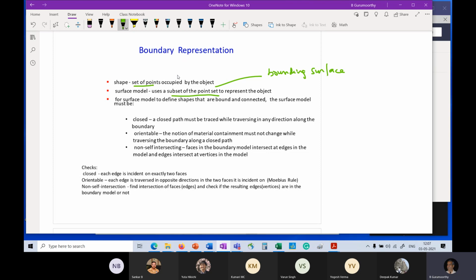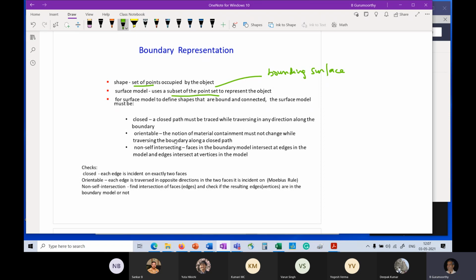And therefore we said that the surface model or the bounding surface must satisfy the following conditions, namely that it must be a closed bounding surface, orientable surface and non-self-intersecting surface. Non-self-intersecting is rather obvious, I thought. Orientable, we saw examples of it: as you traverse a closed path along the boundary, the notion of material containment must not change. Meaning, if you started with material at your feet, then all the way through your journey, the material must continue to be at your feet. And likewise, closed means that you must be able to trace a closed path. There should not be any break, right?